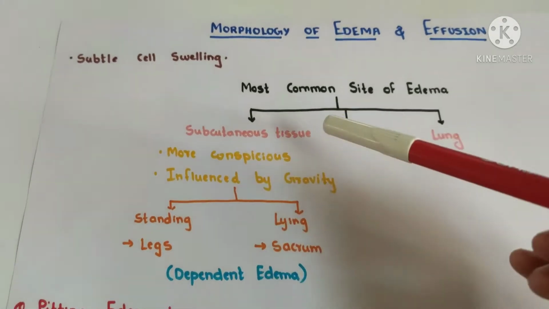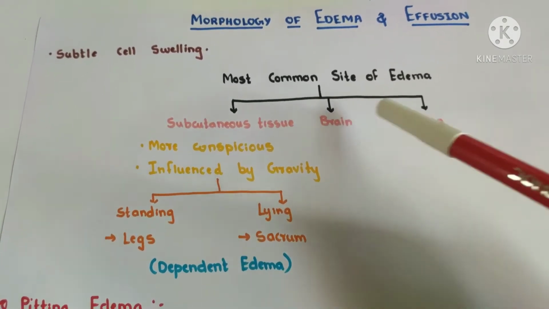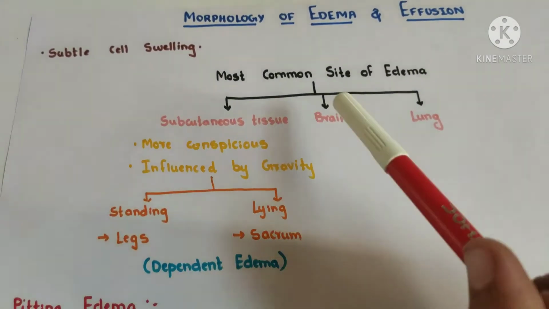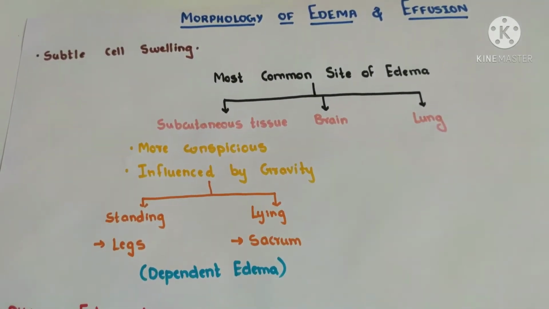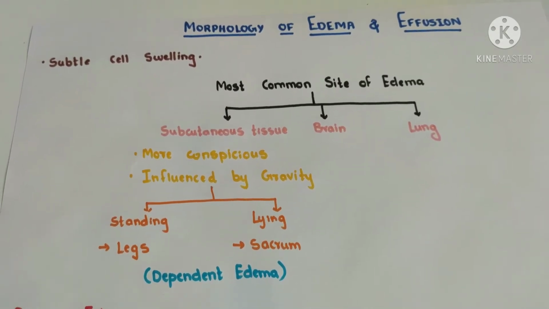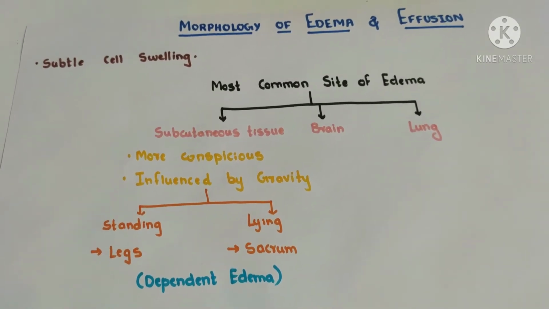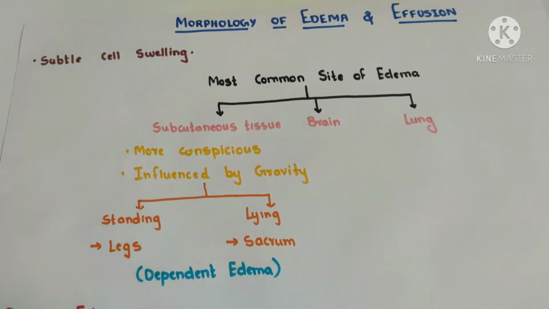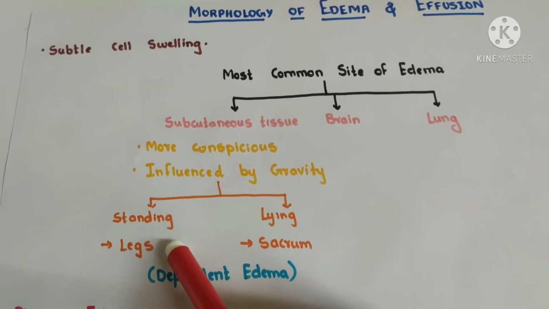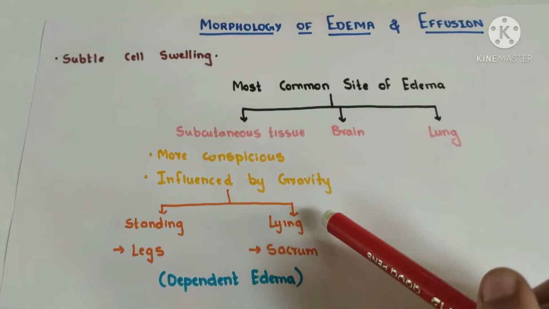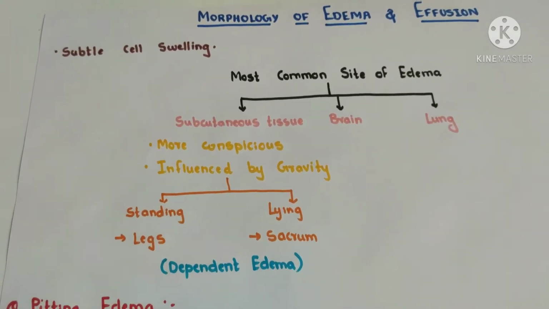Now what are the most common sites of edema? They are subcutaneous tissue, brain and lung. Compared to brain and lung, the subcutaneous edema is more conspicuous. Obviously it is just below the skin, so we can observe it very easily. The subcutaneous tissue is often influenced by gravity. What does it mean? When we are standing, the edema appears in the legs, but when we are lying down, the edema appears at the sacral region.